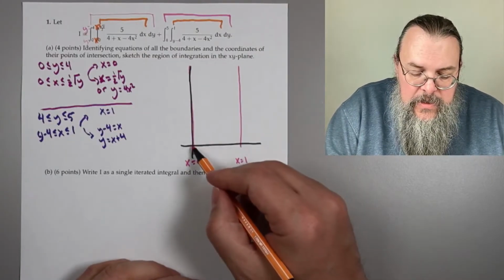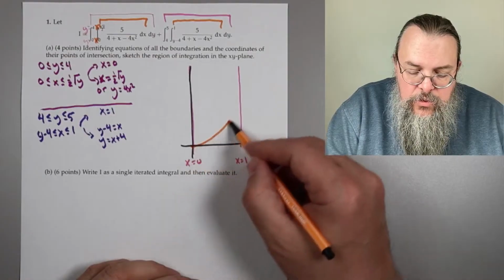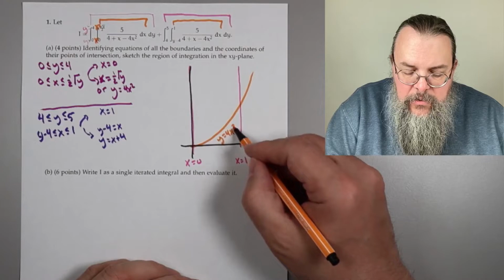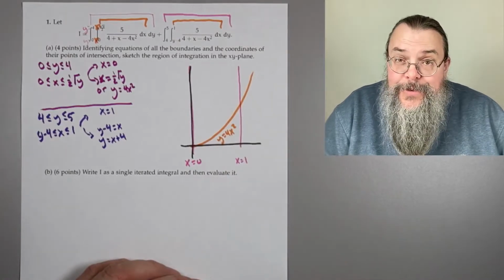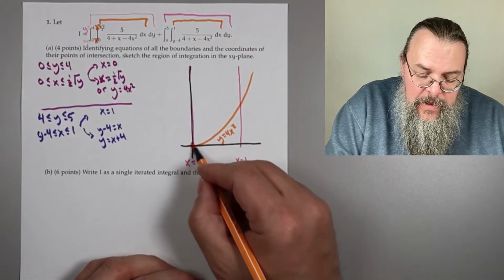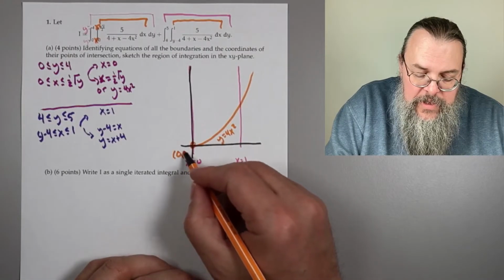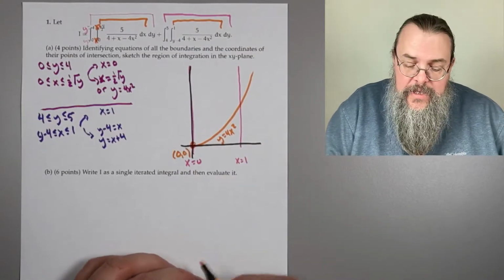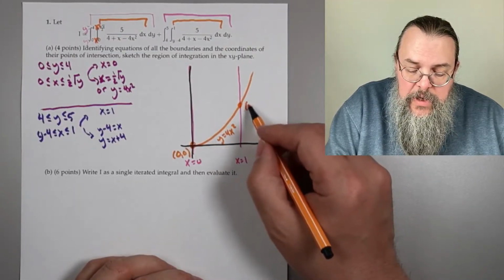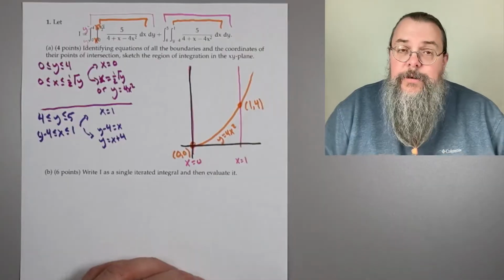And so that looks like a parabola. So y equals 4x squared. We were told to find points of intersection. We see some here. That's a pretty easy point to spot. Here's another one. This is at x equals 1 and y equals 4.